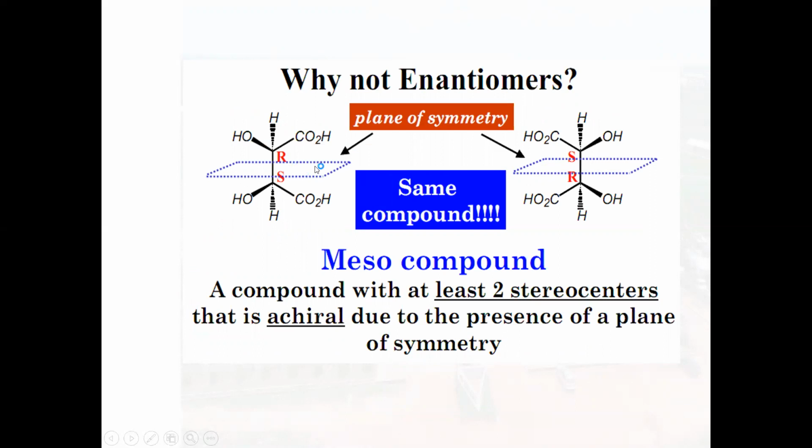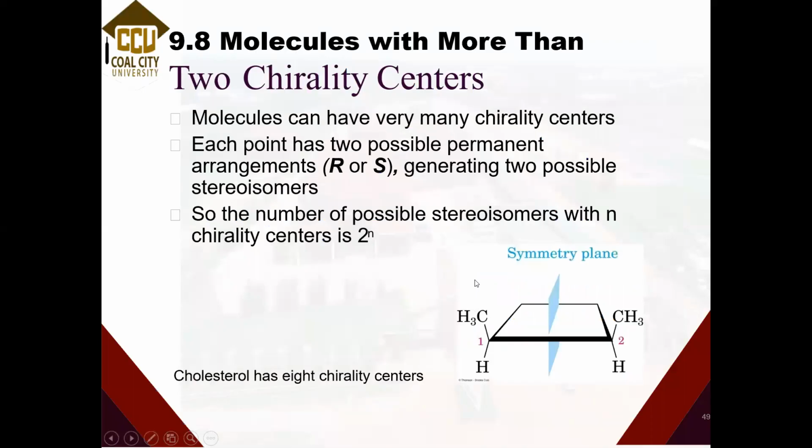Even though they look like mirror images of each other, they have a plane of symmetry such that they can cancel each other out. A compound with at least two stereocenters that is achiral due to the presence of a plane of symmetry is called a meso compound. So, okay, let's finish up with this.